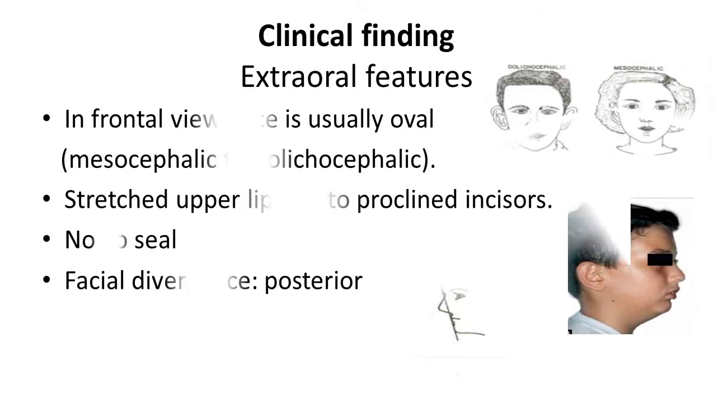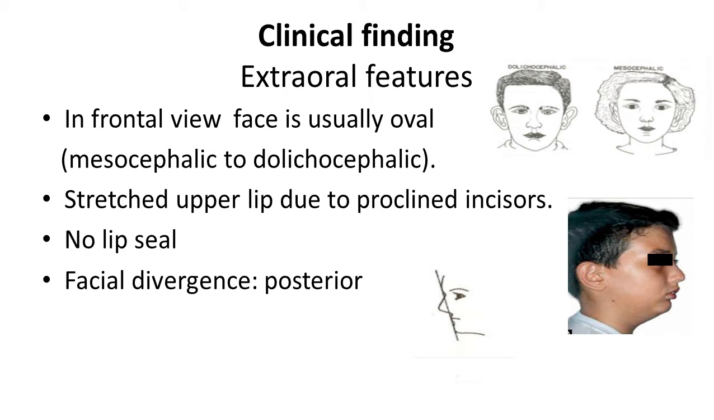Clinical findings. Let's start with extraoral features. In a frontal view, the face is usually oval, mesocephalic to dolichocephalic. Mesocephalic means average, dolichocephalic means long narrow face. Stretched upper lip due to proclined incisors, no lip seal, and posterior facial divergence. It means the line drawn from the forehead to the chin is inclined posteriorly.